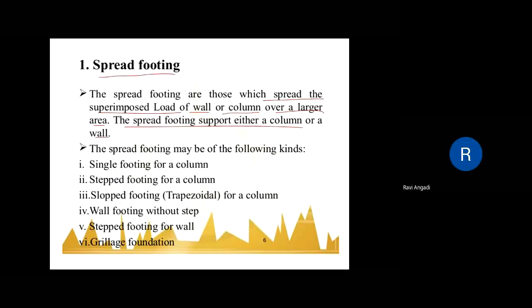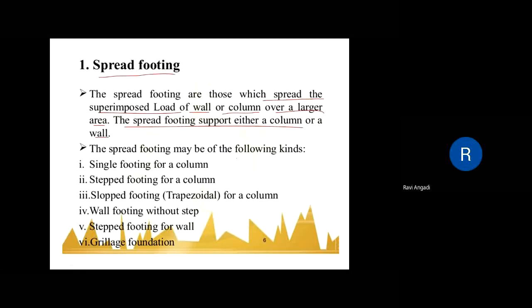A spread footing, sometimes also called an isolated footing or a pad footing, is provided to support an individual column. A spread footing could be a circular, square, or rectangular slab of uniform thickness. Sometimes it is stepped or haunched to spread the load over a larger area. And here the spread footings may be of the following kinds.